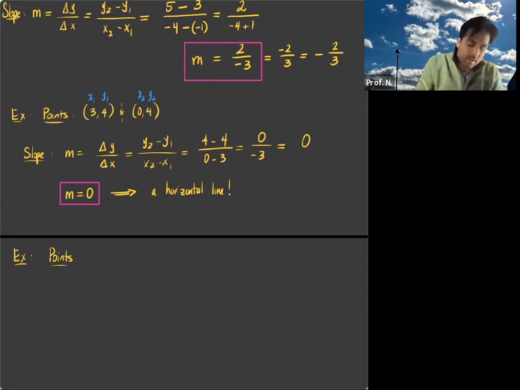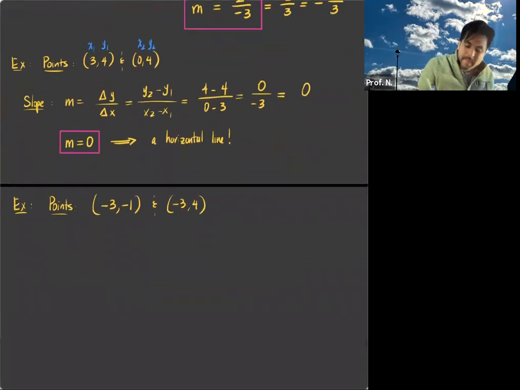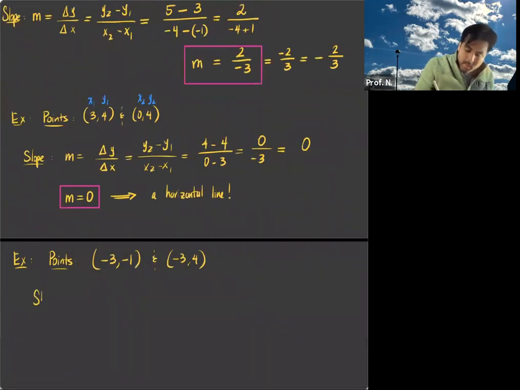And then we have just one more of these. I'm pretty sure you guys understand how to use the formula. So negative 3, negative 1 and negative 3, 4. Again, I want to find the slope.